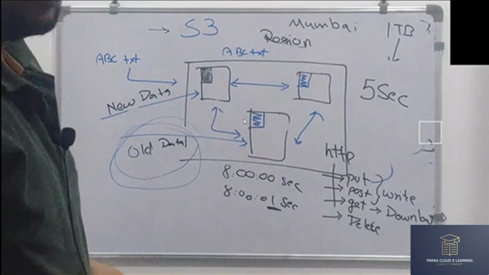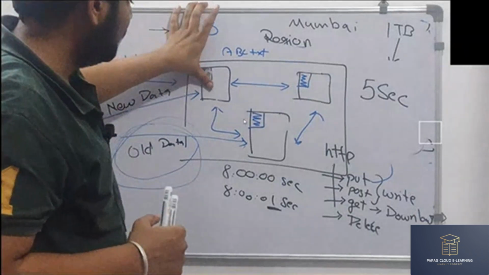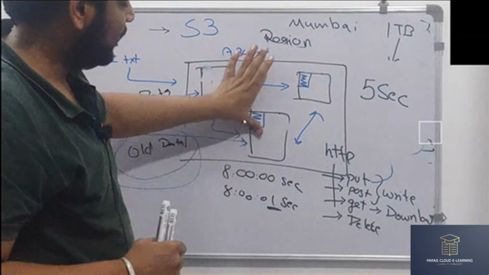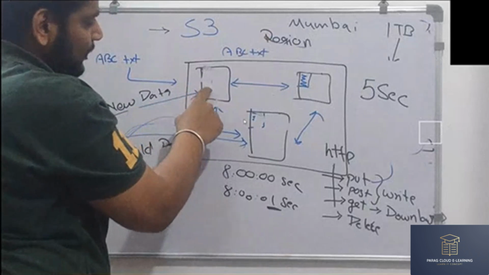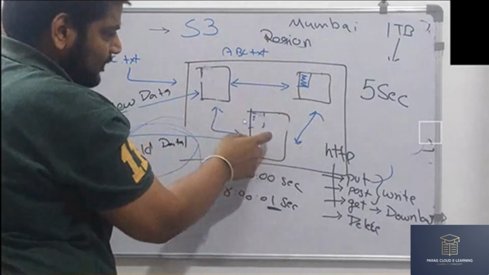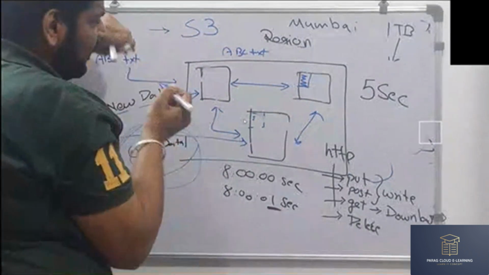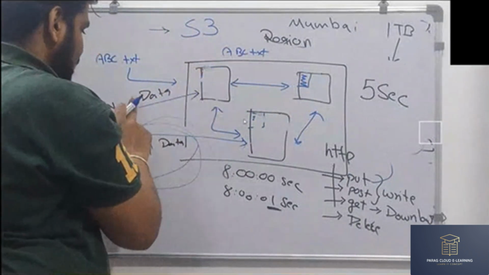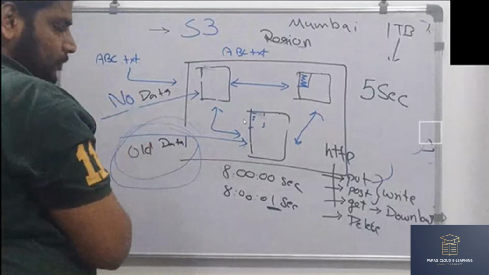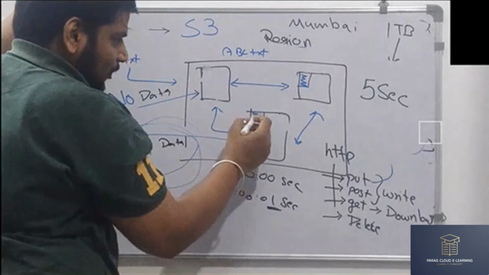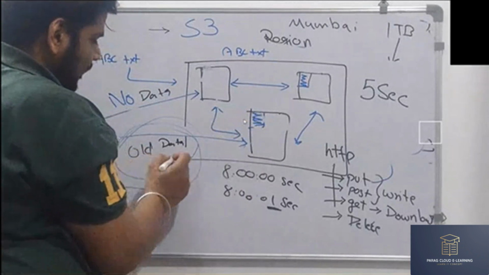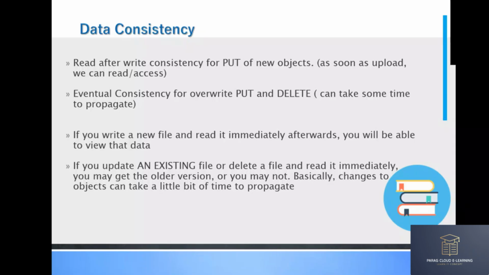Same thing goes with deleting. If I delete a file from here, it might take some time to replicate the delete request to the other zones. So if the file is deleted here, it is replicating the information there. मतलब यहाँ पे उसको भेज रहा है. उससे पहले आपने अगर file check किया, is the file available? If you have landed here, it will say no file, no data. But if your request landed where the request is not completed, then you will get the old file. So eventual consistency for overwrite or delete can take some time to propagate.